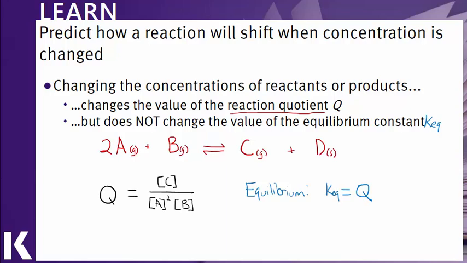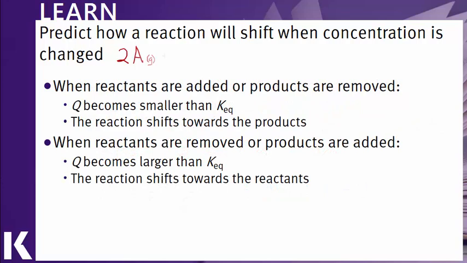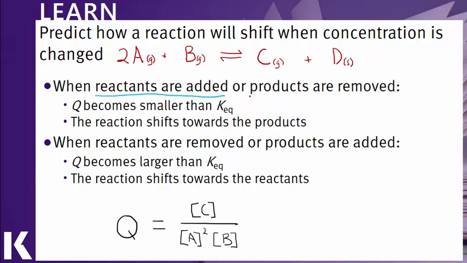Let's take a look at how the value of the reaction quotient changing will cause a reaction to shift. We'll continue to use the same reaction example from before, which means we'll still have the same equation for the reaction quotient. When reactants are added or products are removed, then the KEQ will be greater than Q. So if reactants are added or we increase the concentration of the reactants, notice the denominator will be a larger number, meaning that Q will decrease. Similarly, if products are removed or we decrease the concentration of the products, then the numerator will be a smaller number, once again leading Q to decrease.